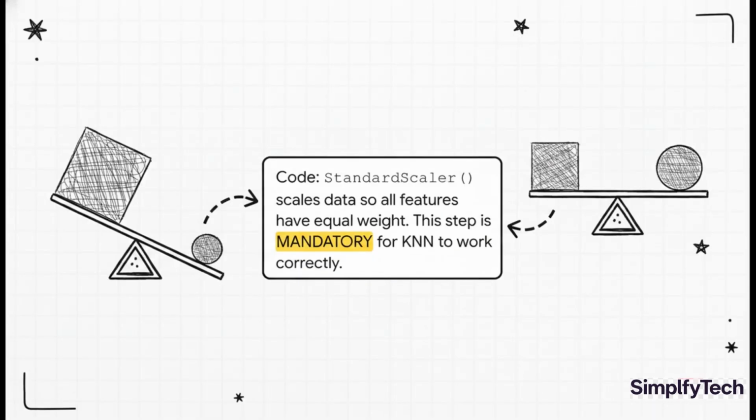Okay, now for step 1. And I cannot stress this enough. This step, feature scaling, is absolutely 100% mandatory for KNN. It's not optional. Think about it. What if one of our measurements was in millimeters and another was in kilometers? The distance calculation would be completely thrown off by the kilometers, right? It would just dominate everything. So we use something called StandardScaler from Scikit-learn. It basically squishes and stretches all our features so they're on the same scale. It puts them on a level playing field so each one gets an equal vote in the distance calculation.